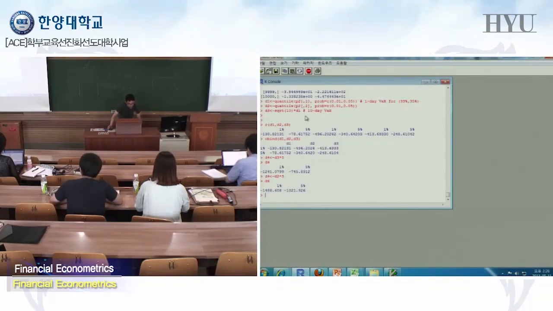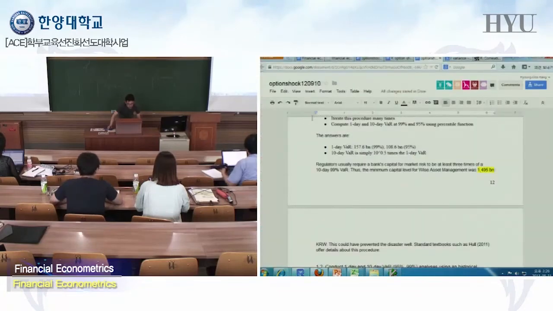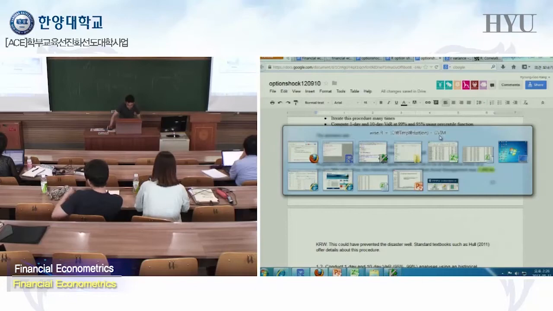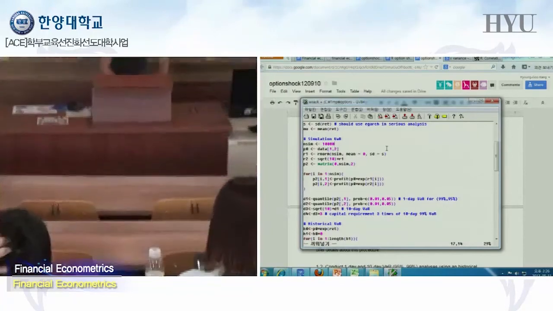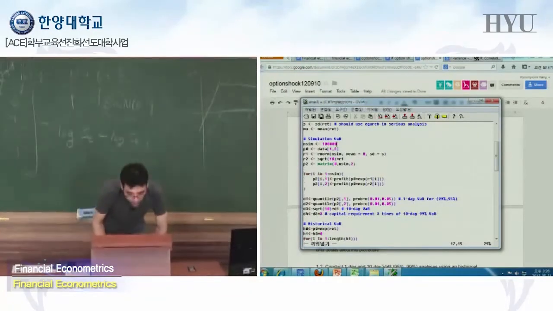In this case I did the simulation only 10,000 times. If we do the simulation more, 100,000 times, I think it will have a closer value. So let's do this one.